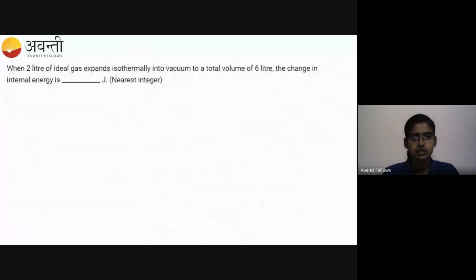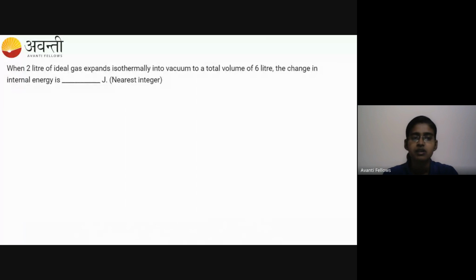When 2 liter of ideal gas expands isothermally into vacuum to a total volume of 6 liter, the change in internal energy is. Now for this question, there are no options, right? This is one of the JEE questions. In the JEE exam, we don't have options for 10 questions. So this is one of those 10.